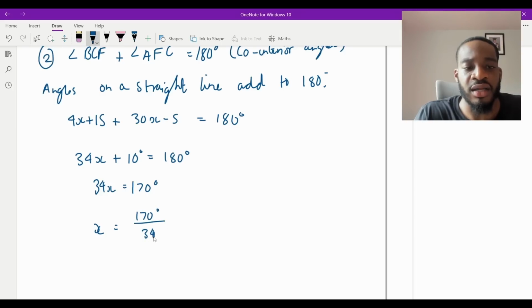Now, these two are both multiples of 17, aren't they? So remember, on a non-calculator exam, just make things easier, cancel them, or break them down into factors. 170 is 17 times 10. 34 is 17 times 2. Goodbye, goodbye. 10 divided by 2 is just equal to 5. So therefore, x is equal to 5.